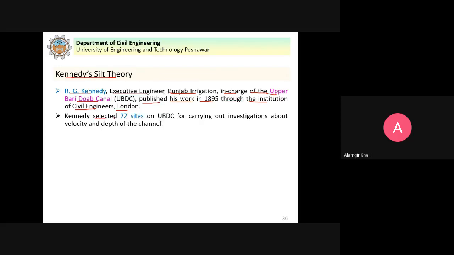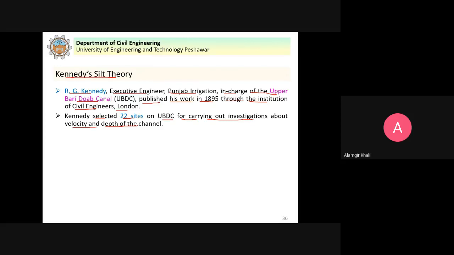Kennedy selected 22 sites. If you study the book by Dr. Iqbal Ali, 20 sites are written. Other books write down 22 sites. So Kennedy selected 22 sites on the Upper Bari Doab Canal for carrying out investigations about velocity and depth of the channel.